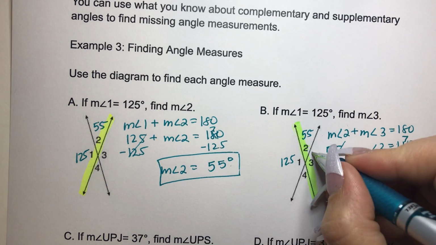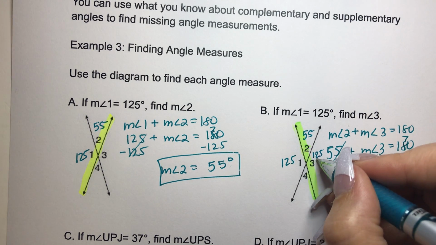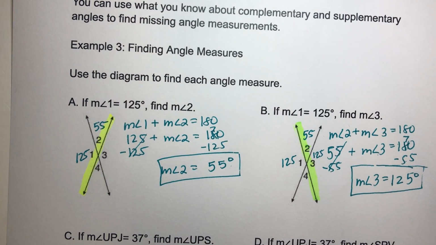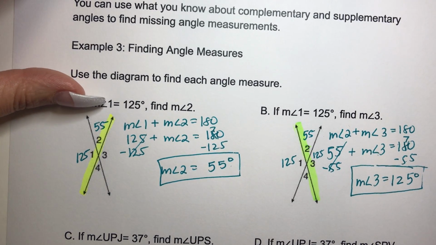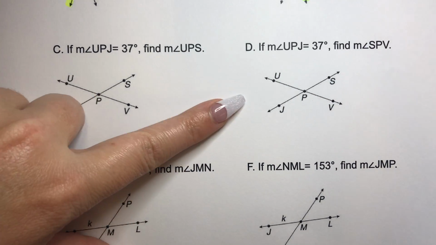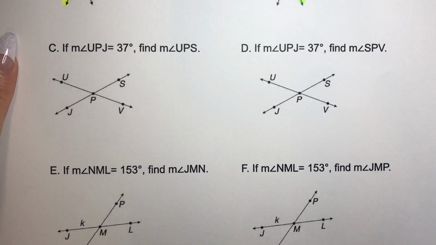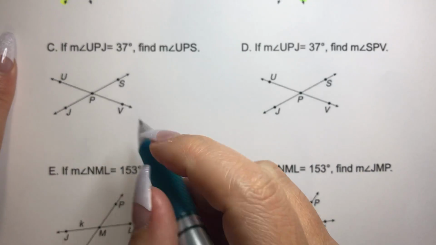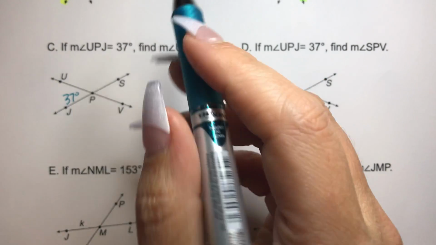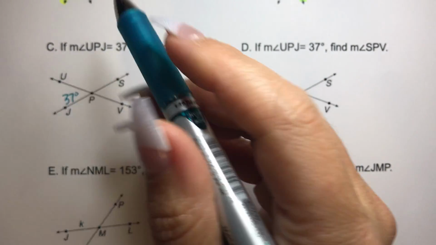And isn't that interesting? 125, the measure of angle 3, and the measure of angle 1, those are the same measure. Interesting. Okay, let's try C and D. C says that UPJ is 37 degrees. We need to find UPS.